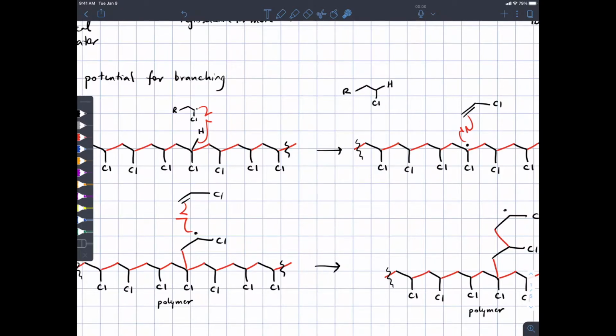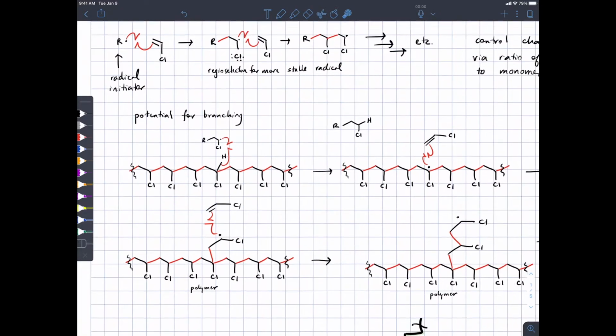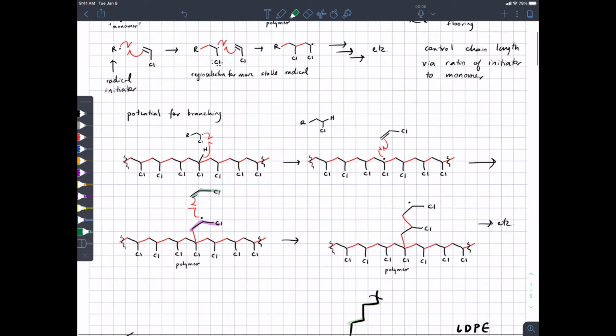There are methods you can use to suppress branching, but if a radical forms here, that then becomes a new starting point for another polymer chain that can grow out in this direction. So here we have this radical adjacent to the chlorine attacking the pi bond of another vinyl chloride monomer, and that's going to create a new bond here with a new radical there, and then we can continue adding vinyl chloride subunits in an alternative direction. So now we have a polymer growing in this dimension and in an orthogonal dimension.